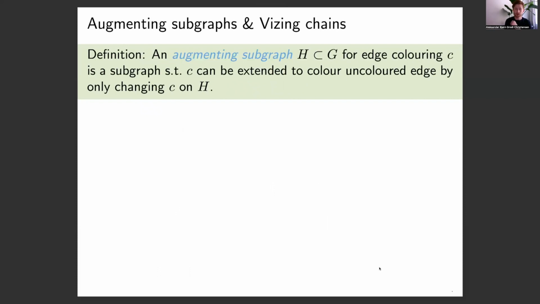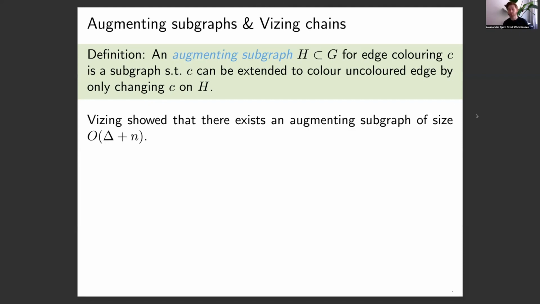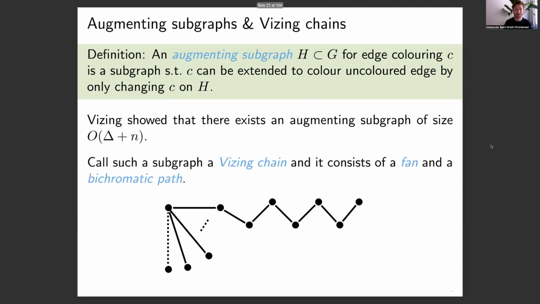Now, an important notion for today is going to be augmenting subgraphs. What is an augmenting subgraph? Well, basically, if we have some edge coloring C, and we want to extend it to also color some uncolored edge, then H is an augmenting subgraph for this uncolored edge if we can extend C by only changing the coloring on this subgraph H. And so, in some sense, what Vizing showed was that there exists an augmenting subgraph that has size at most delta plus n. But that's unfortunately also a lower bound on the size of the thing Vizing constructed. We're going to call this subgraph a Vizing chain, and it consists of a fan and a bichromatic path.